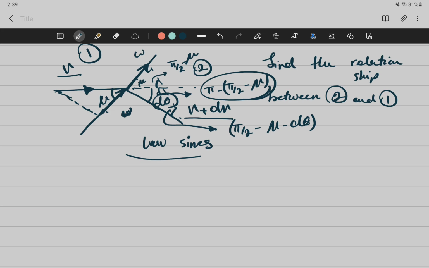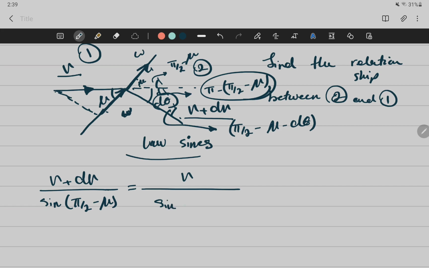Okay, so for this, the law of sines is going to tell us that v plus dv divided by sine of pi over 2 minus mu is equal to v divided by sine of pi over 2 minus mu minus d theta.